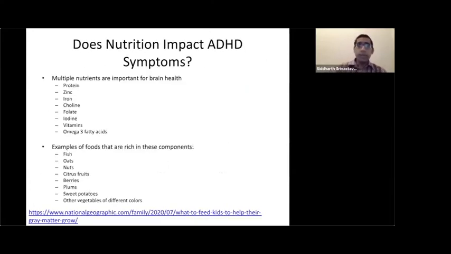So does nutrition impact ADHD symptoms? While there isn't a lot of evidence that changing your diet can improve ADHD symptoms, we do know that certain nutrients are important for brain health in general. There's a link to a National Geographic article that talks about this in more detail. Multiple nutrients are important for brain health: protein, zinc, iron, choline, folate, iodine, vitamins, omega-3 fatty acids. And examples of foods that are rich in these components include things like fish, oats, nuts, citrus fruits, berries, plums, sweet potatoes, other vegetables of different colors.